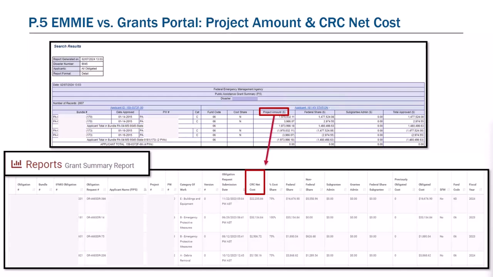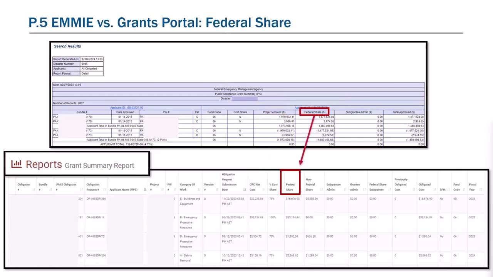In EMMIE, it shows project amount. In Grants Portal, it shows the equivalent information under the CRC net cost. Same dollar amounts, just a different title here. So project amount, CRC net cost is the same number. In EMMIE, it shows a federal share dollar amount. In Grants Portal, it shows the equivalent information under the federal share.